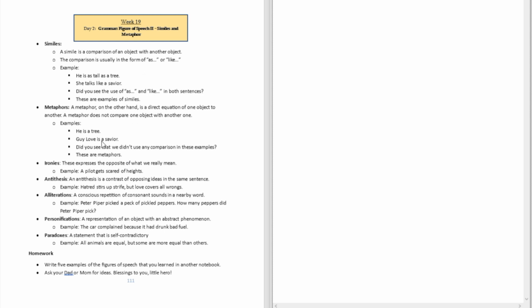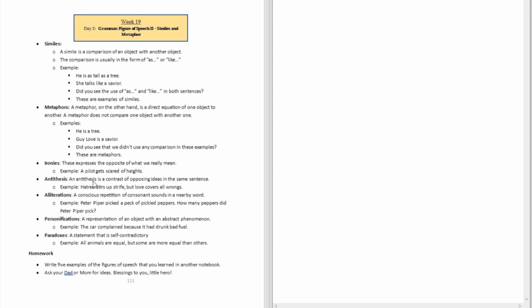Let's go to other figures of speech right now, like ironies. Well, these express the opposite of what we really mean. Example, a pilot gets scared of heights. Well, a pilot typically flies an airplane which is going to be mounting up to really high altitude, so it's going to be really ironic for a pilot to be scared of heights, right?